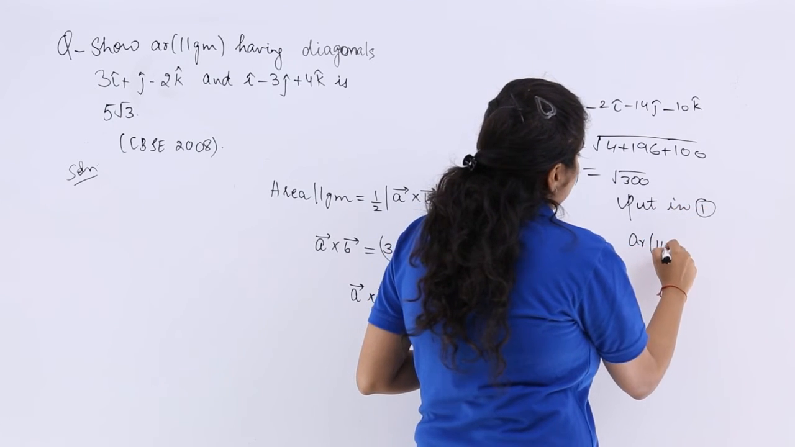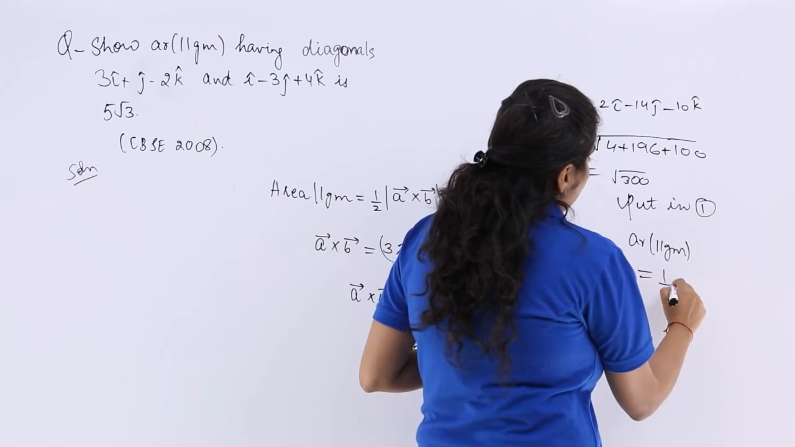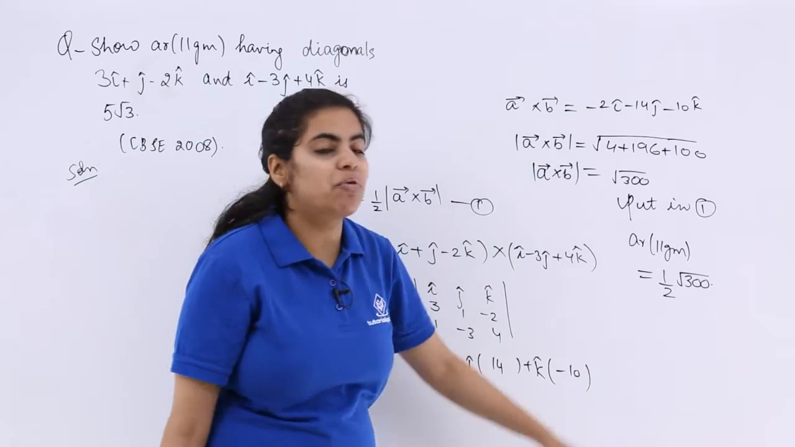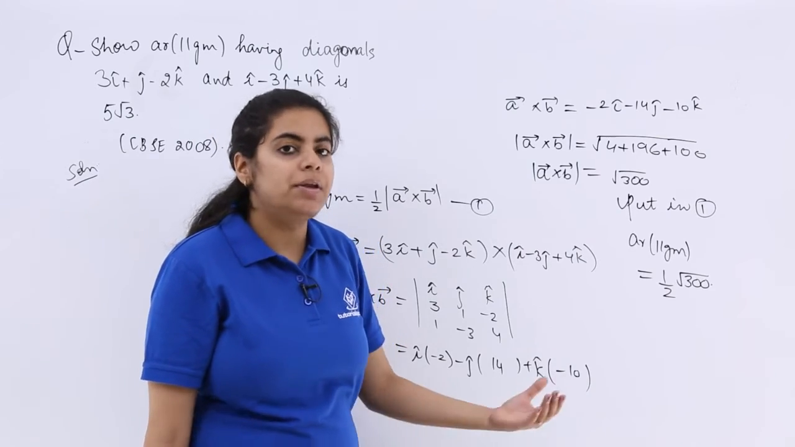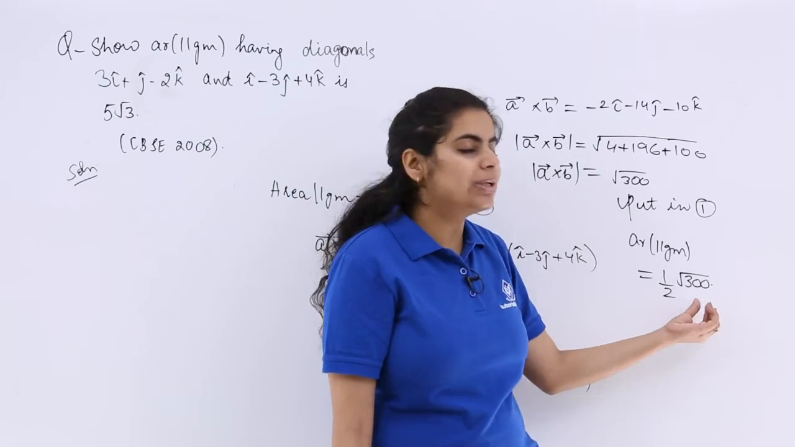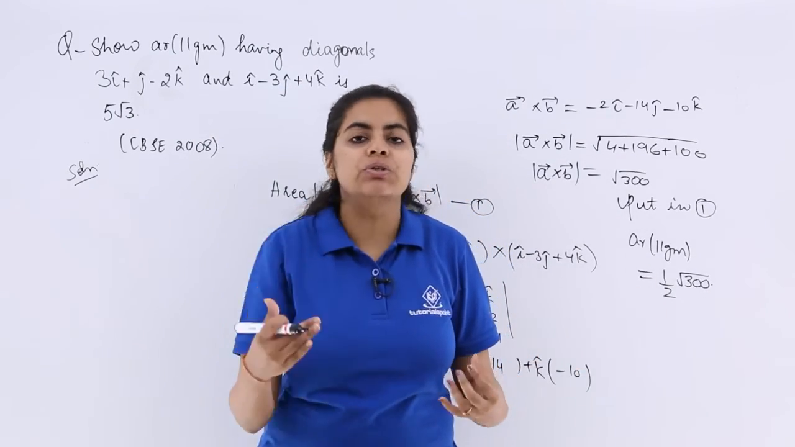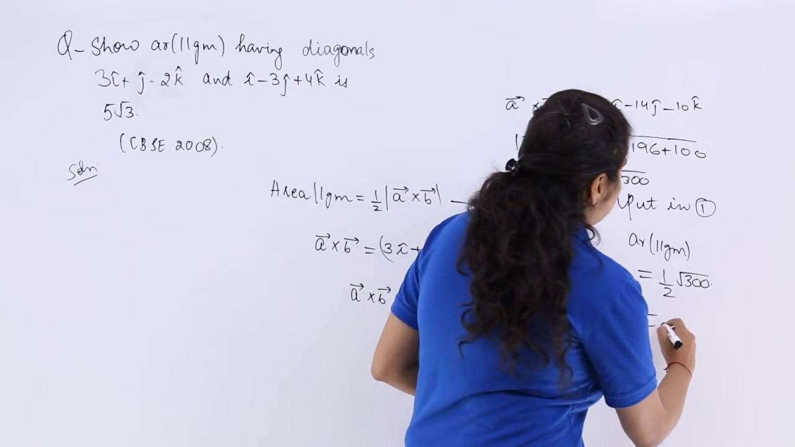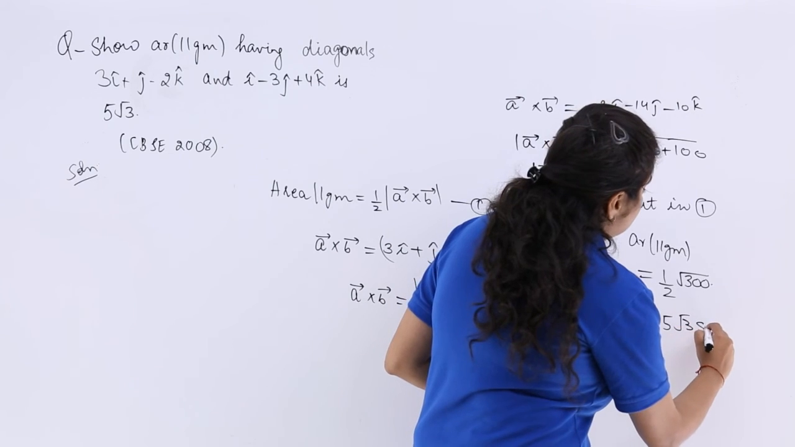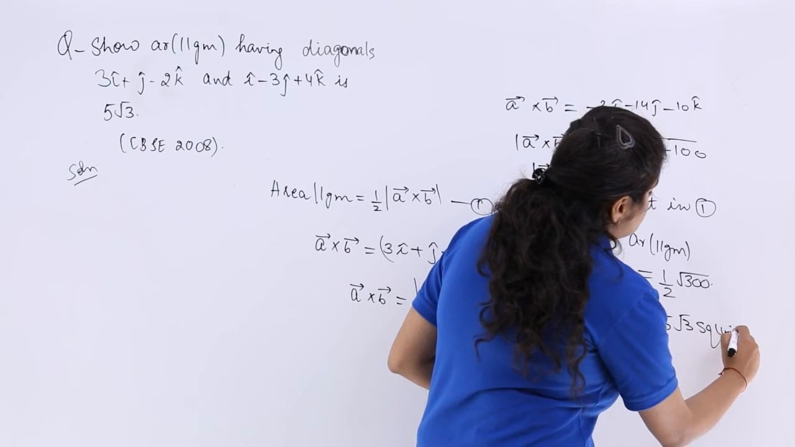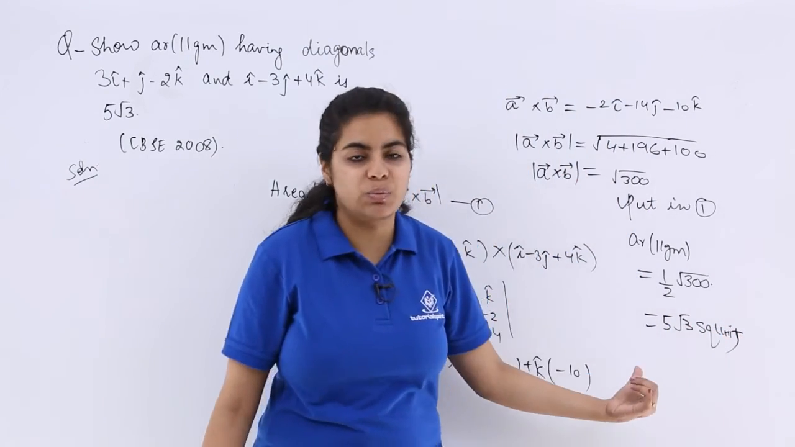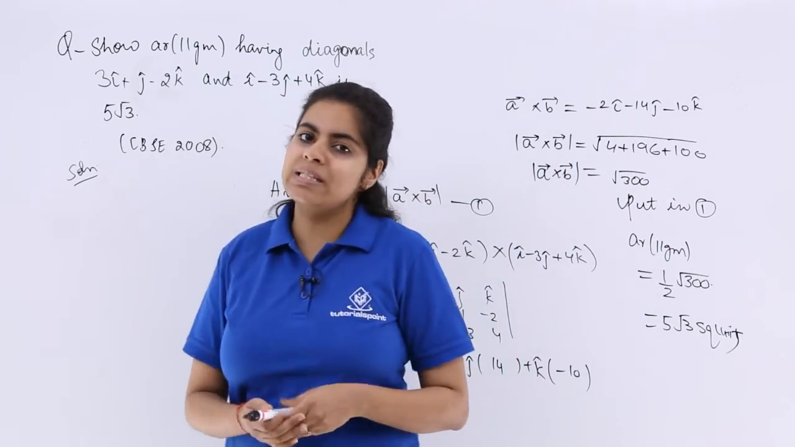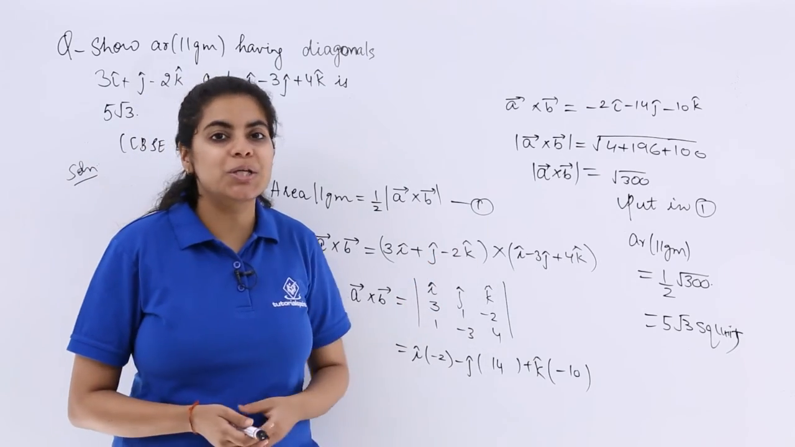So, area of the parallelogram is equal to half of mod A cross B. So, it is half of under root 300. Now, under root 300 is what? Root 100 into 3. Now, root 100 is basically 10. So, 10 upon 2 is 5. So, it is 5 root 3 square units, and that should be the answer to this question. So, now you know the area of the parallelogram can be found out by the simple formula which uses the cross product.